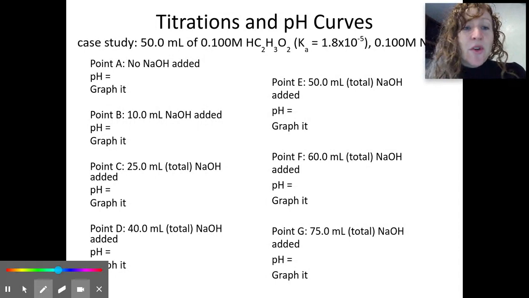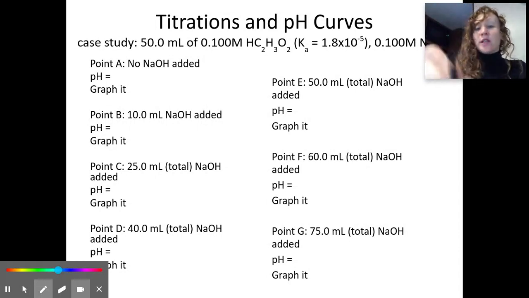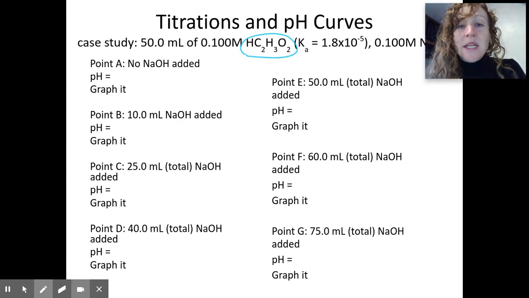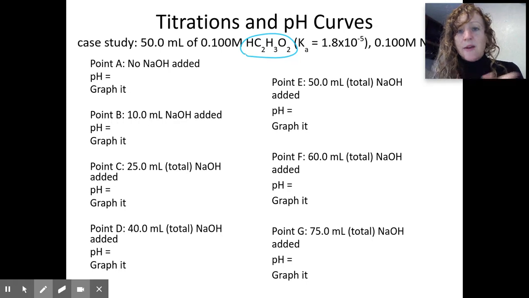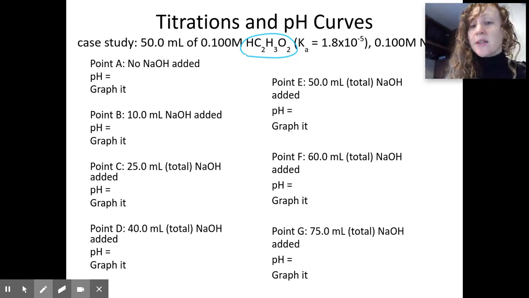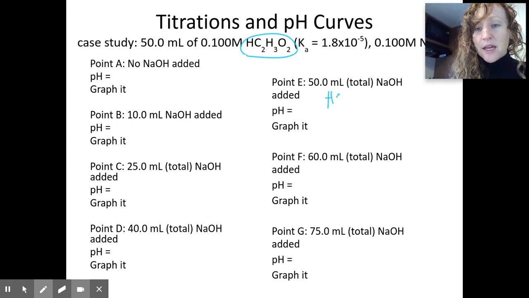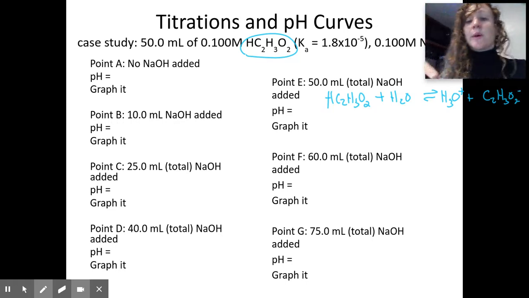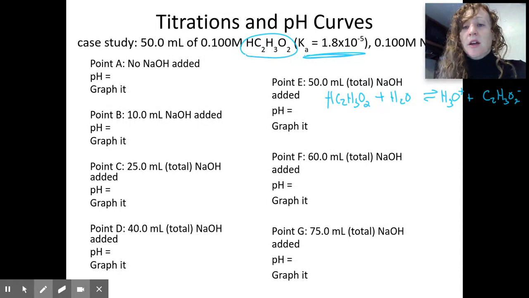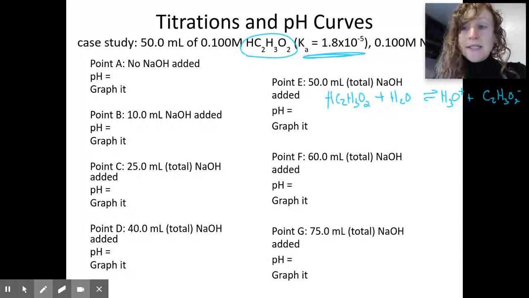Point A. So no NaOH is added. The only thing I have in solution is my weak acid. My weak acid is going to mostly stay together, so most of what I have is a molecule. Now, what will this molecule react with? The only thing it has to react with is water. So in this reaction, we're going to set up our weak acid, HC2H3O2, along with our water, and we're going to form the hydronium ion. And then acetate is left over. So will this happen to a great extent? No, it will not. My Ka is very small. Most of what I'll be left with is reactants with a little bit of products.